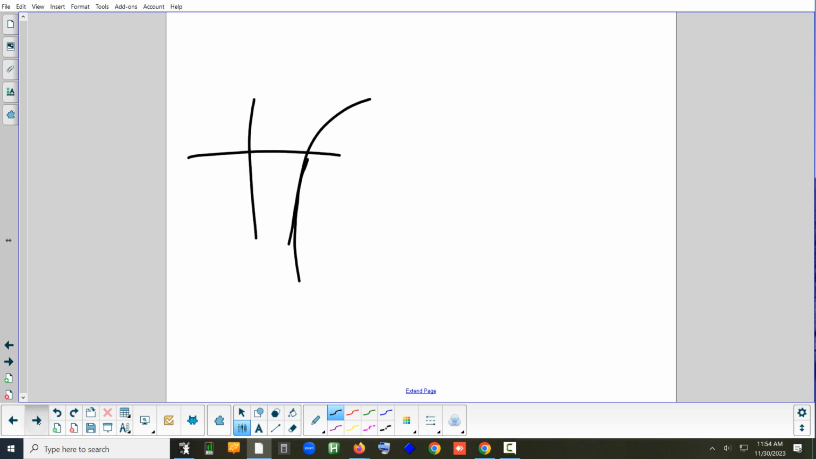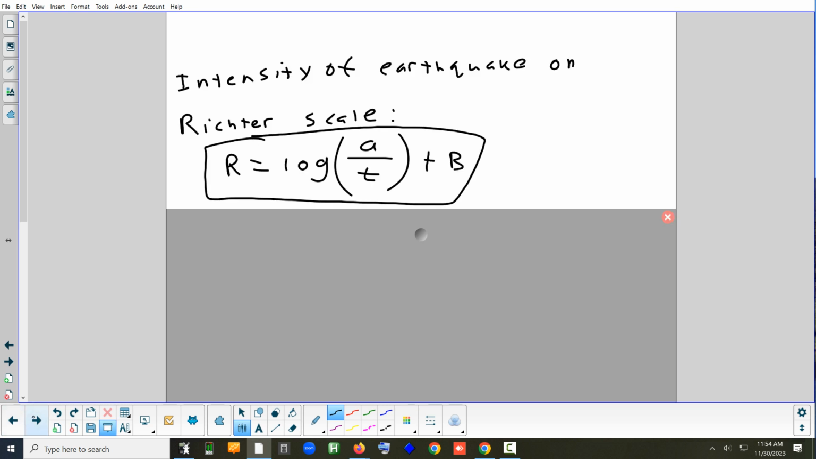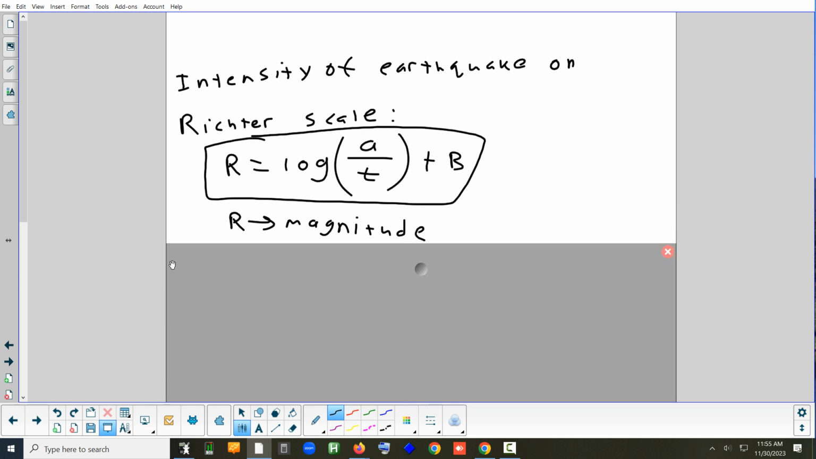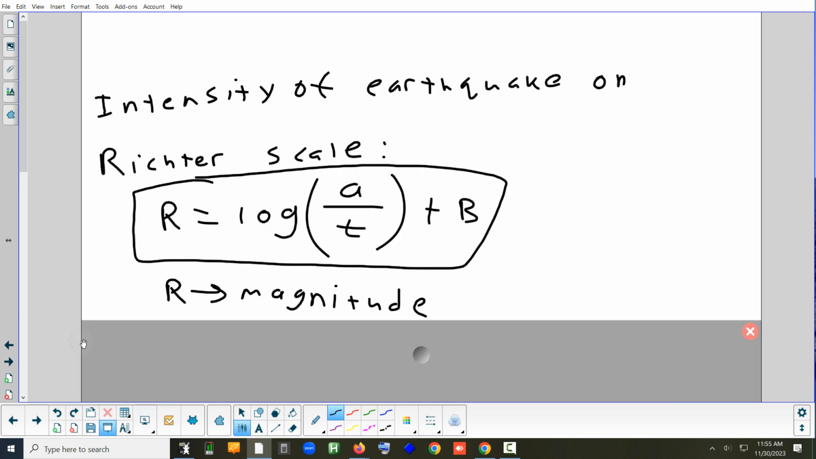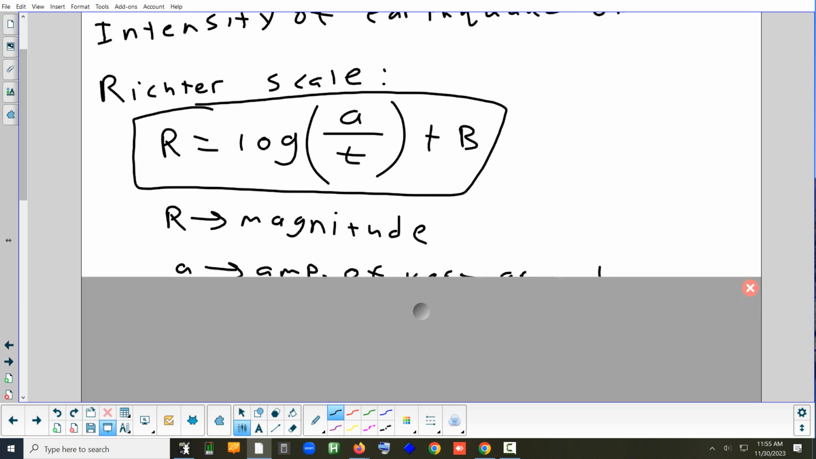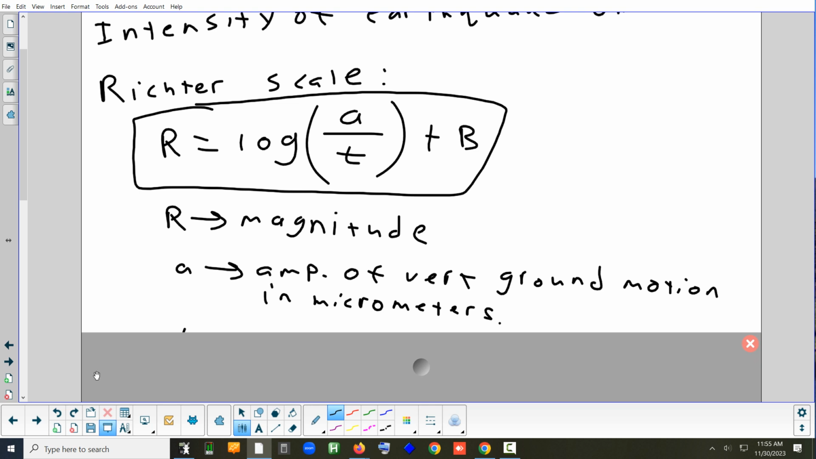All right, so the last question is using a formula that we just plug into, and it tells us the intensity of an earthquake. So R, that's the intensity of the earthquake. It's what we call the magnitude. A measures something about the earthquake called the ground motion, the vertical ground motion. And again, that's something they'll give you in the problem.